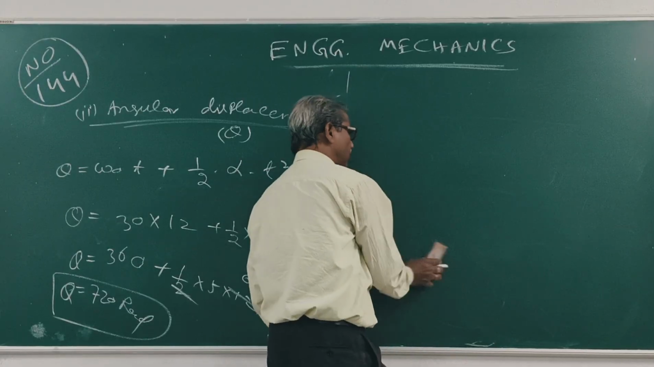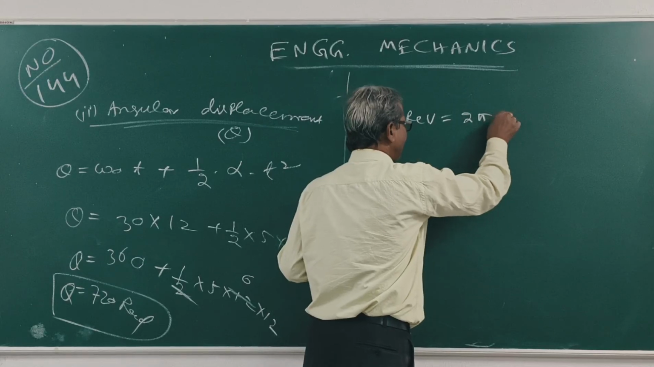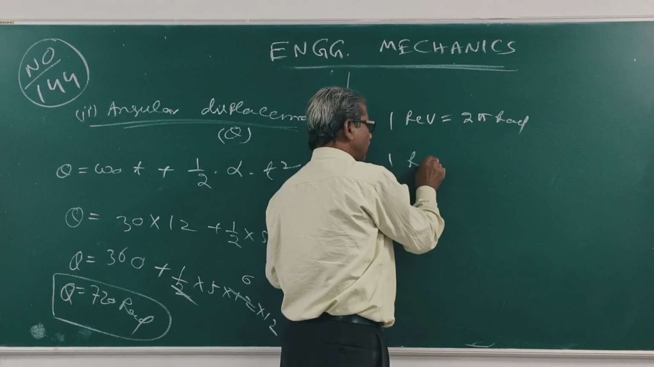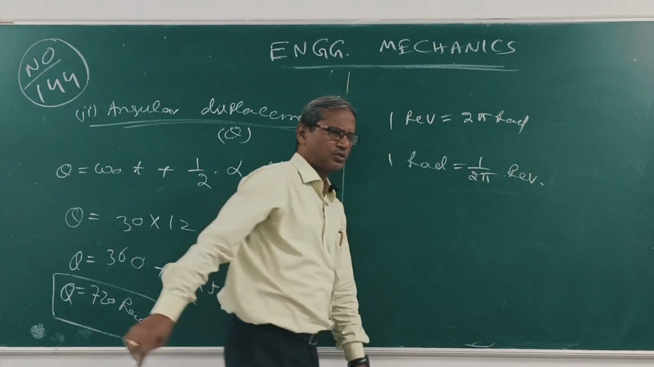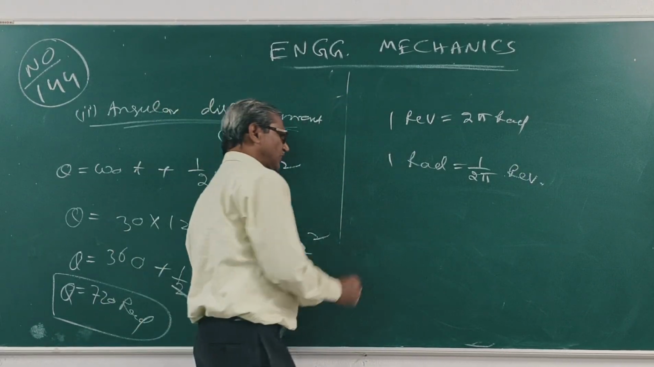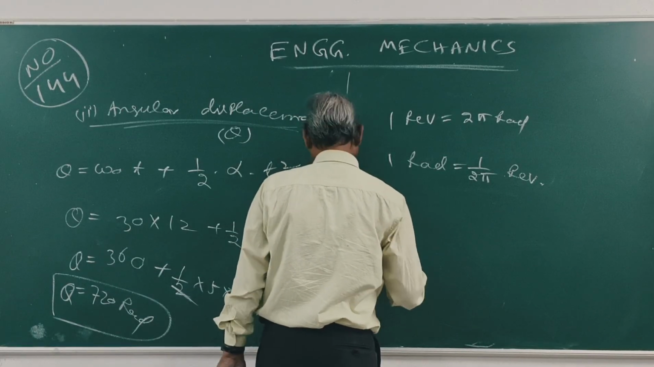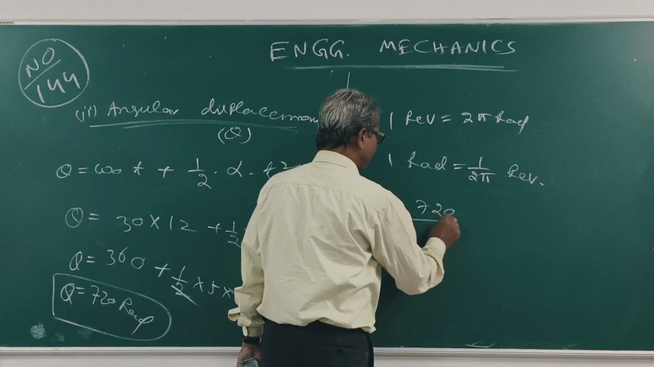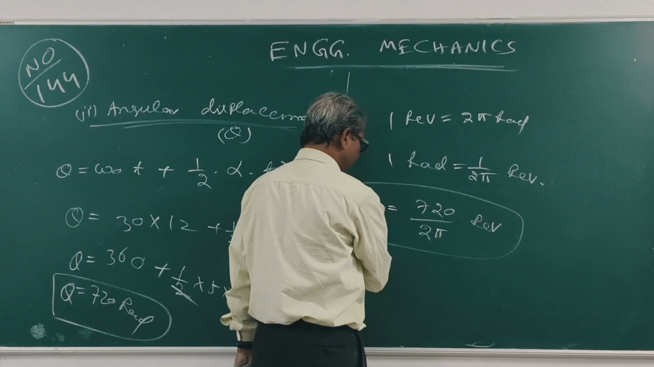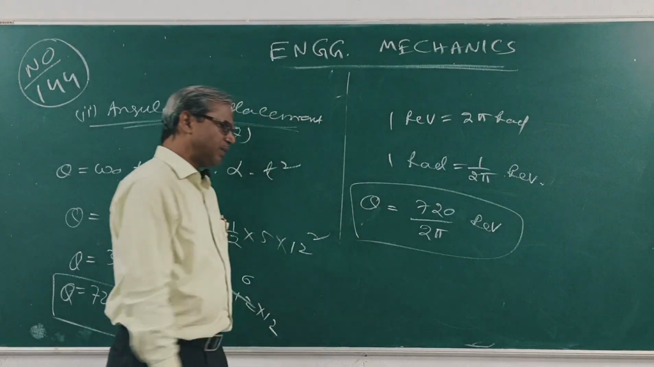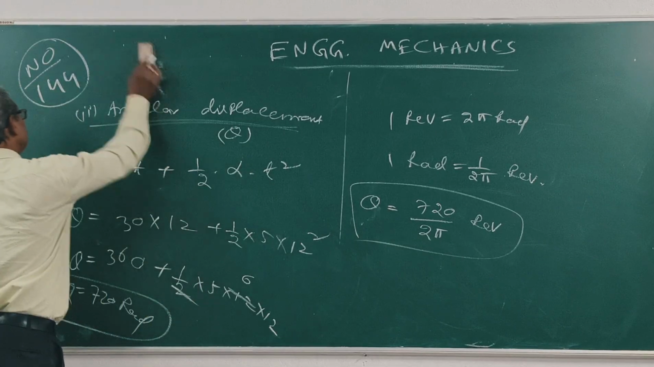So one revolution is equal to 2 pi radian. So 1 radian is equal to 1 by 2 pi revolution. Clear? So theta is equal to 720 radian, 720 by 2 pi revolution. Use a calculator to find the answer. 720 by 2 pi revolution. Clear? Next question, 145.